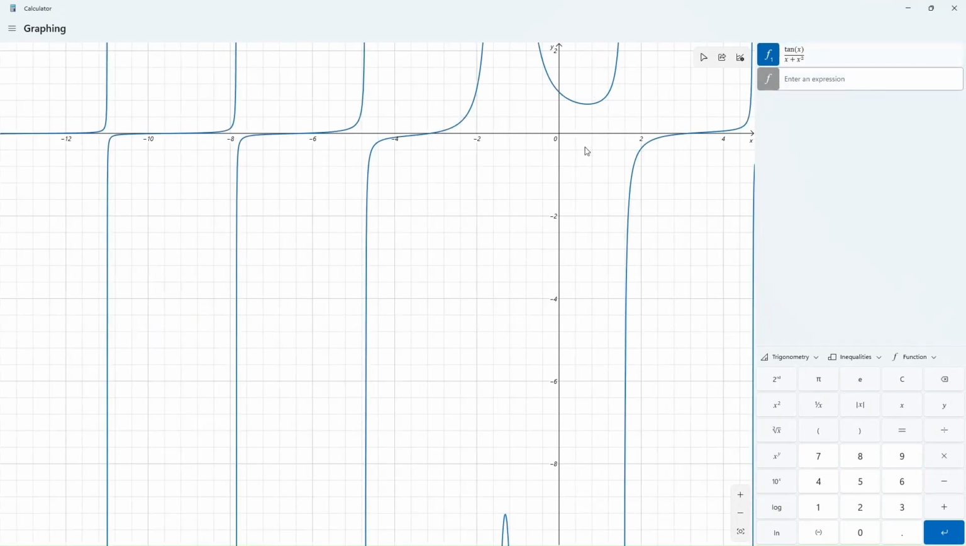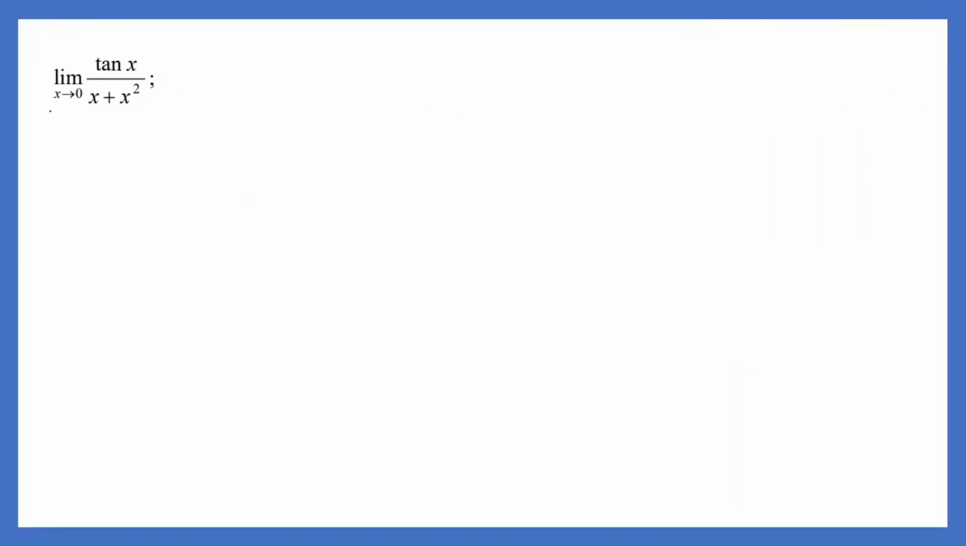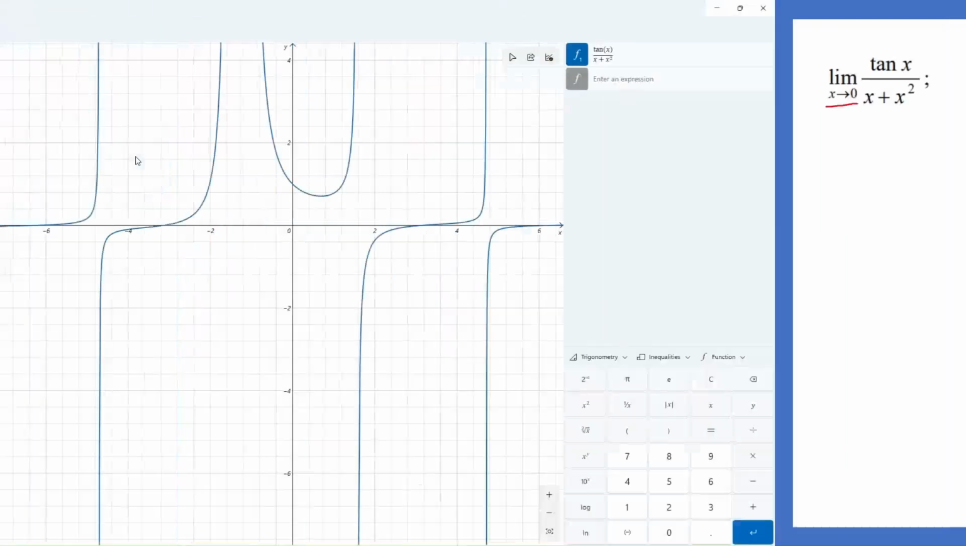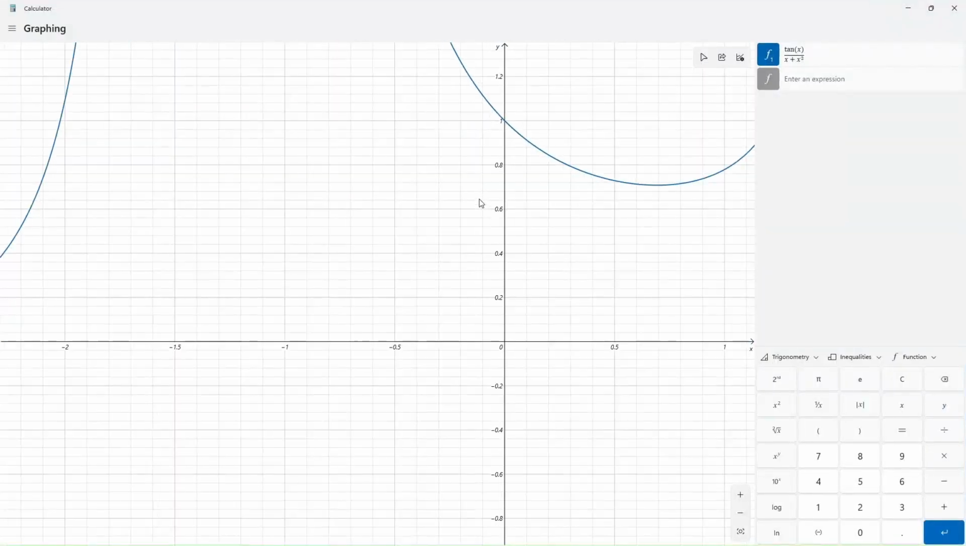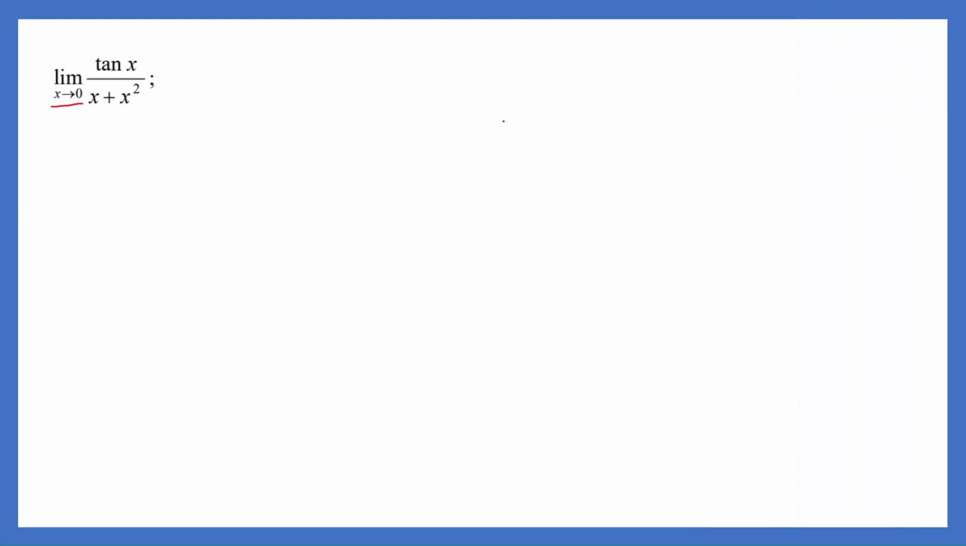So this is the graph over here. Now, what value is it approaching? It's approaching x equal to 0 from the left hand side and the right hand side. So as x approaches 0, we see that it is at 1, right?